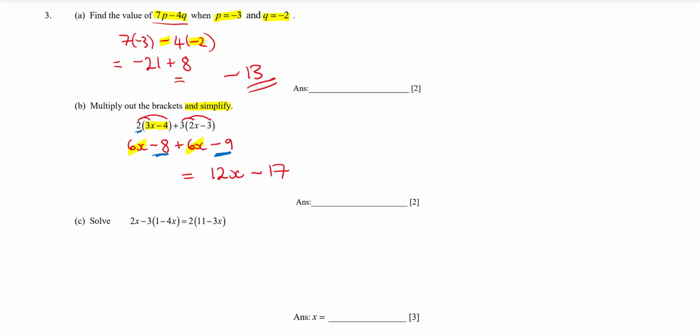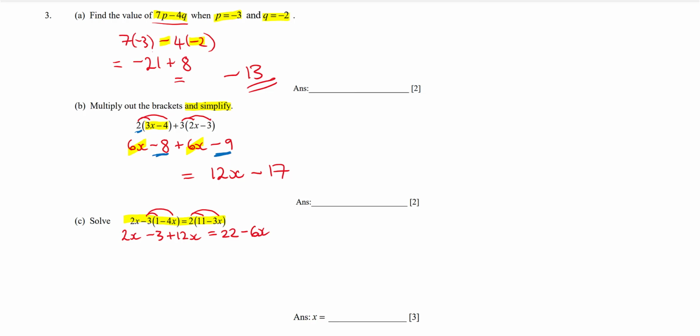For question 3c, we need to solve this equation here. So we'll start by multiplying out the brackets on both sides. So on the left hand side, we're going to have our 2x, and then we've got this minus 3 times 1, so that is minus 3. Then we've got minus 3 times minus 4x, so that's a negative and a negative, which makes a positive. So we have plus 12x, and that is equal to, we've got this 2 times 11 is 22, and then 2 times minus 3x is minus 6x.